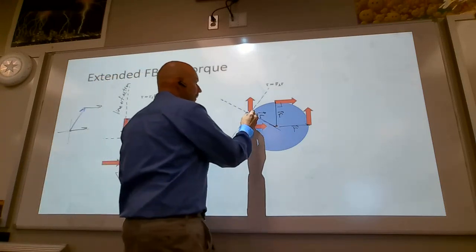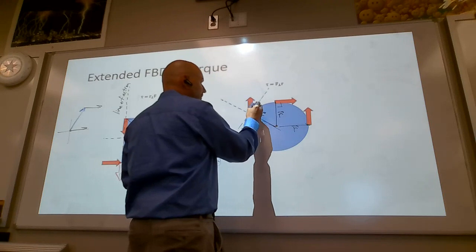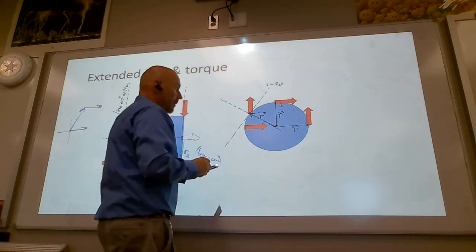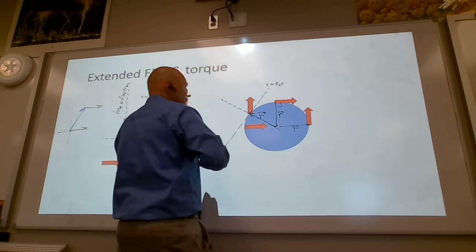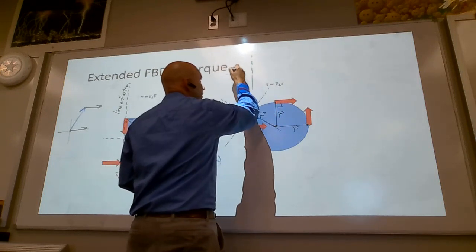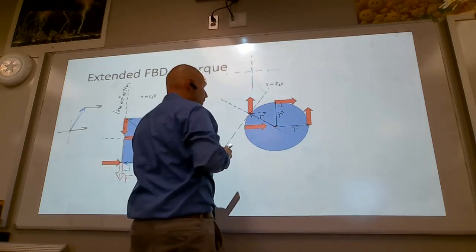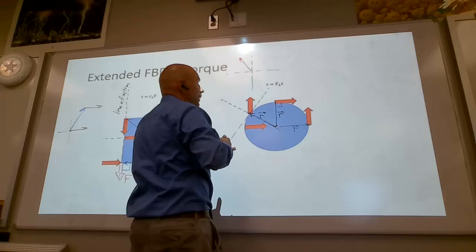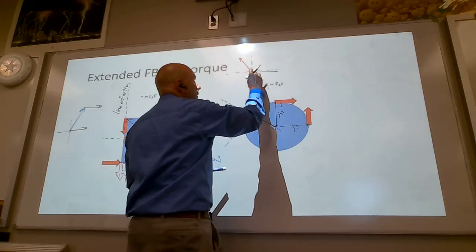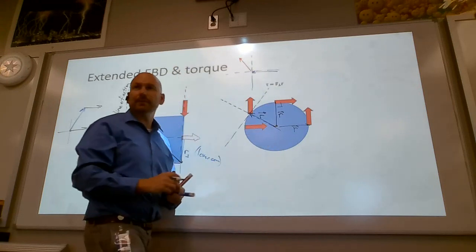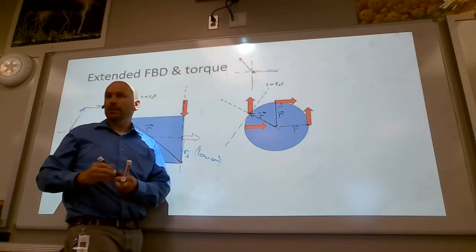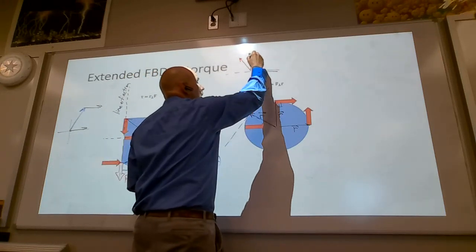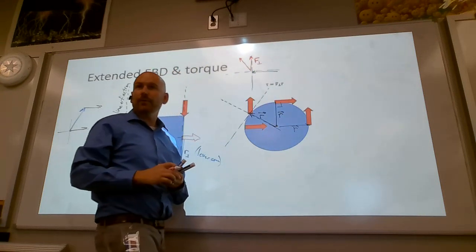Okay, and so I need to find the component of force that is perpendicular to this radius. If this isn't catching with you, it would be like finding the component that's perpendicular to the x-axis. Okay, so I'm going to need to find this component here. That's my F perpendicular. Does that make sense?